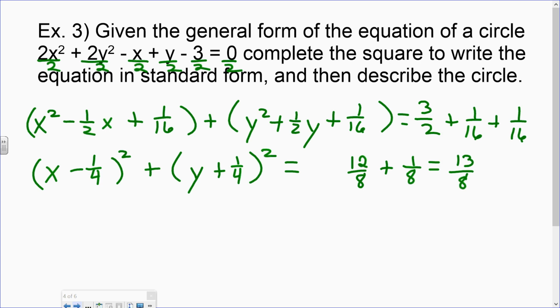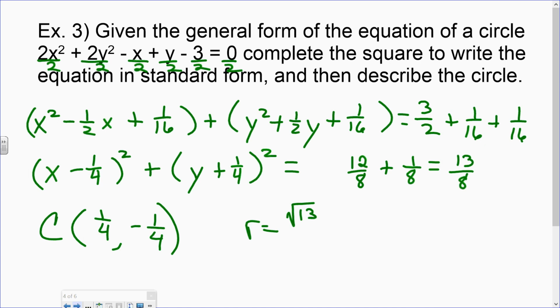Gina, what's the center of the circle? And the radius? Square root of 13/8. So root 13 over square root of 8. What's root 8? 2 root 2. Let's rationalize the denominator. So we have root 26 over 4.